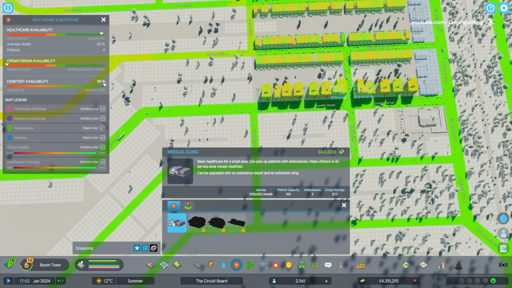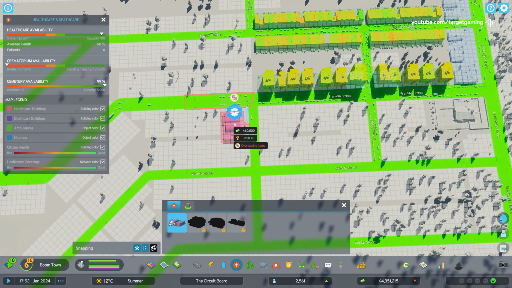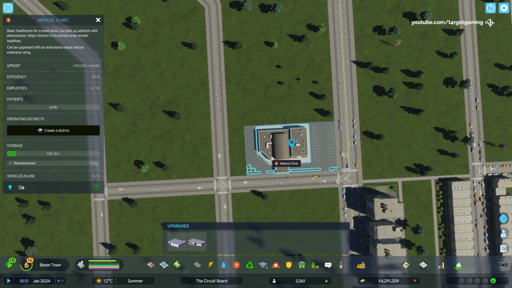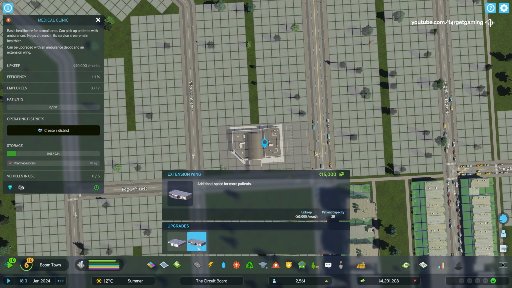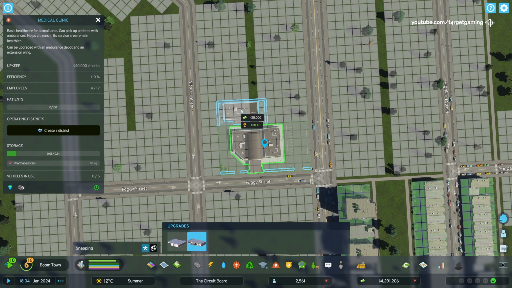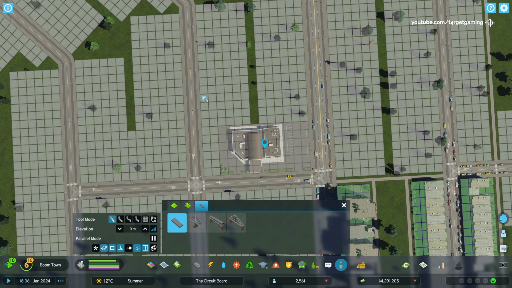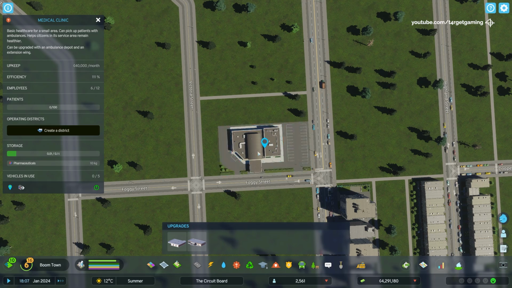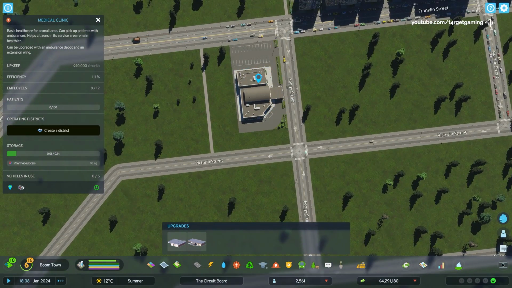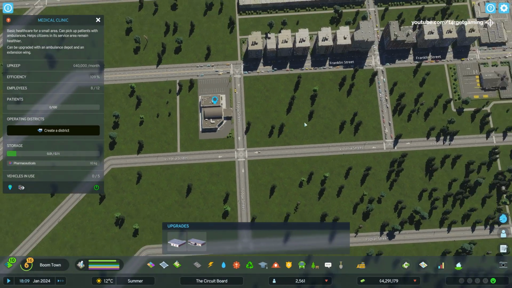So in this case, the medical clinic, which I will place around here. And this building is actually expandable. The extension wing is actually 3 blocks long. So I think I want to mark that space with a pathway, just so we don't zone anything inside here, and we can reserve this area for the medical clinic.